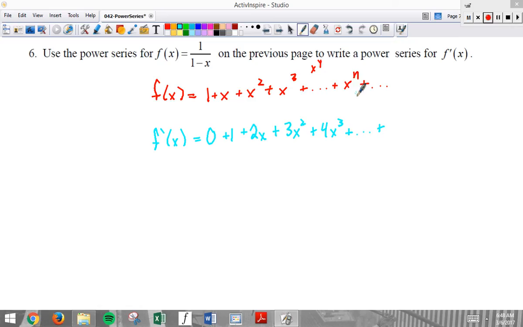How do I differentiate this? Many students struggle with this, but this is just the power rule still. You bring down the power, and then it's x to the original power minus 1. That's it. There's the power series for f prime of x. Good? It's not that bad. Trust me.